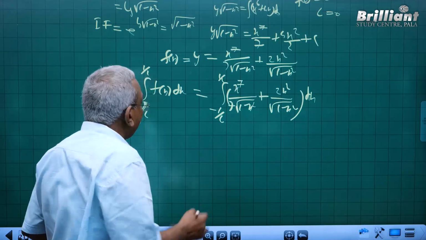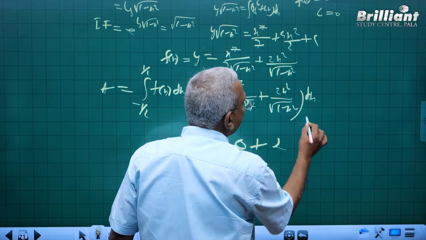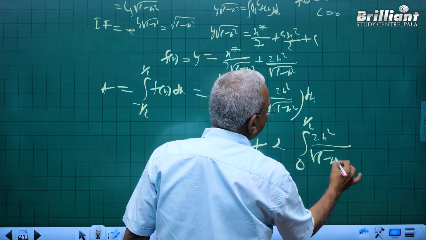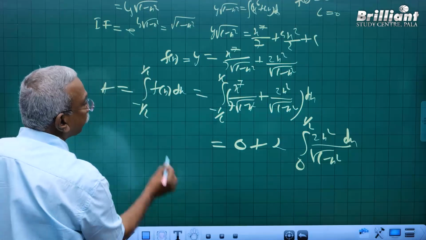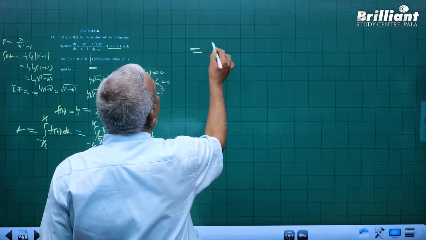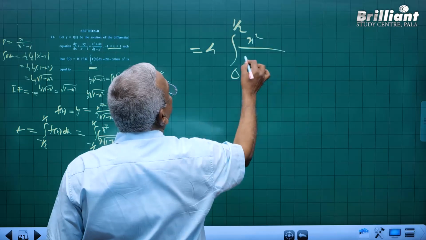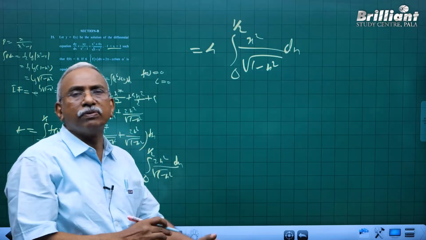So it is equal to 0 plus 2 into integral 0 to 1 by 2 of 2x square by root 1 minus x square dx. This is a form. So we are trying to integrate it. How to integrate this? It will be 4 into integral 0 to 1 by 2 of x square divided by root of 1 minus x square dx. Now you think about substitution for x as what? Sin theta.